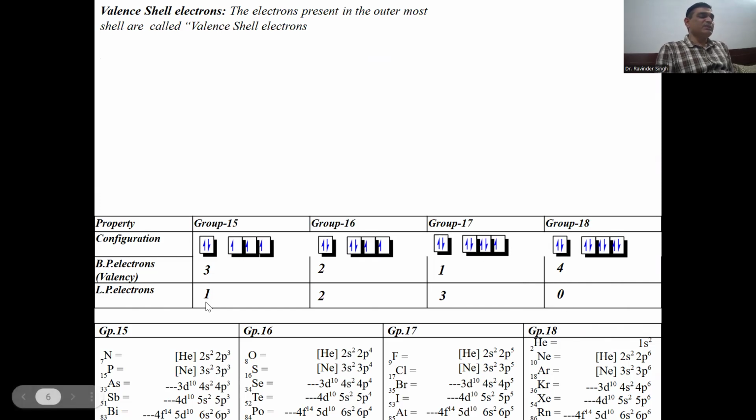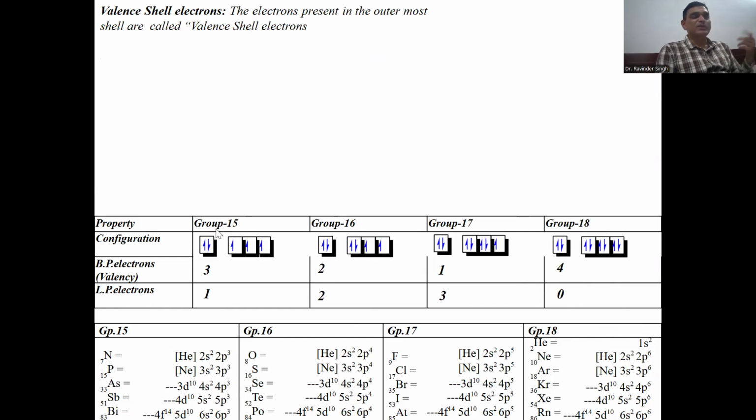So you can see the total sum is 4. 3 plus 1 is 4, 2 plus 2 is 4, 1 plus 3 is 4, 4 plus 0 is 4, on moving from group number 15 to 18. Okay, so what are the valence electrons? The electrons present in the outermost shell are called the valence electrons. So you can see here the valence shell configuration. What is the total number of electrons present in the valence shell? Called the valence electrons.